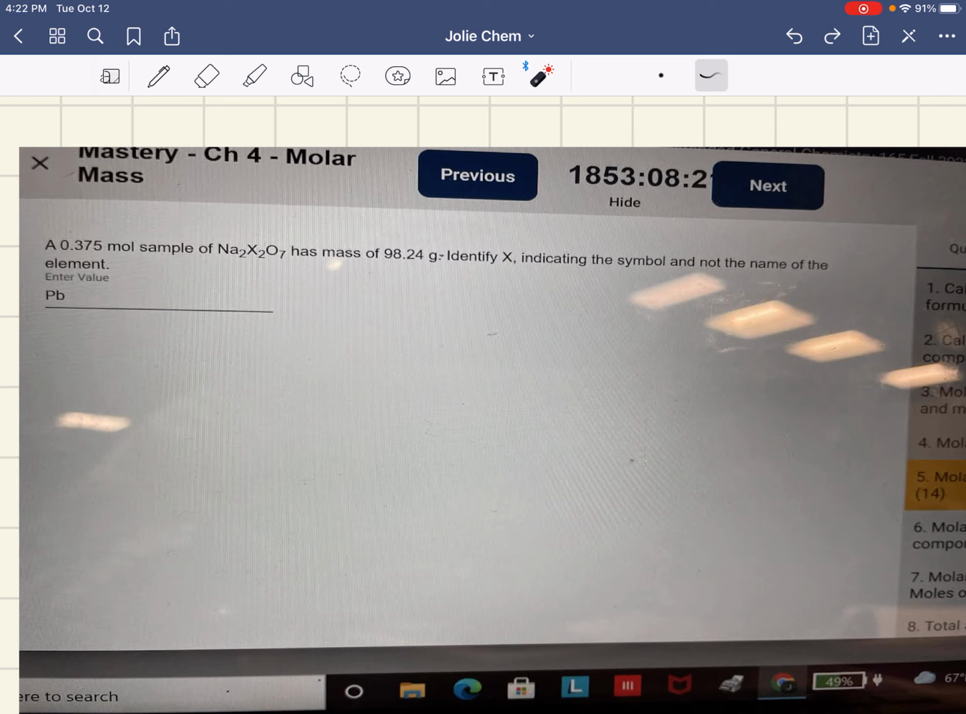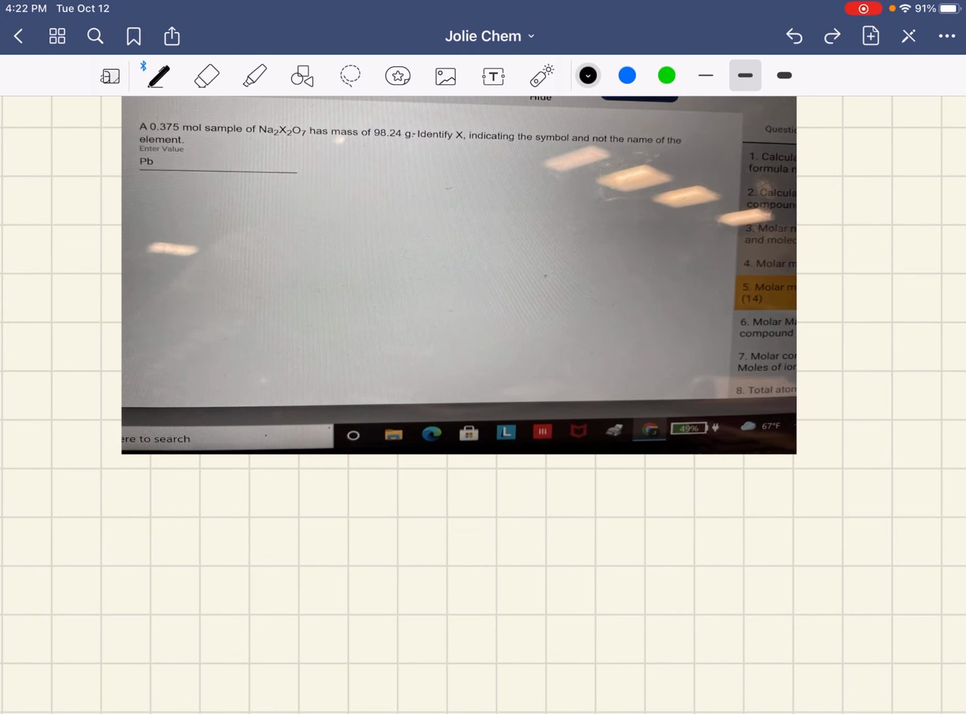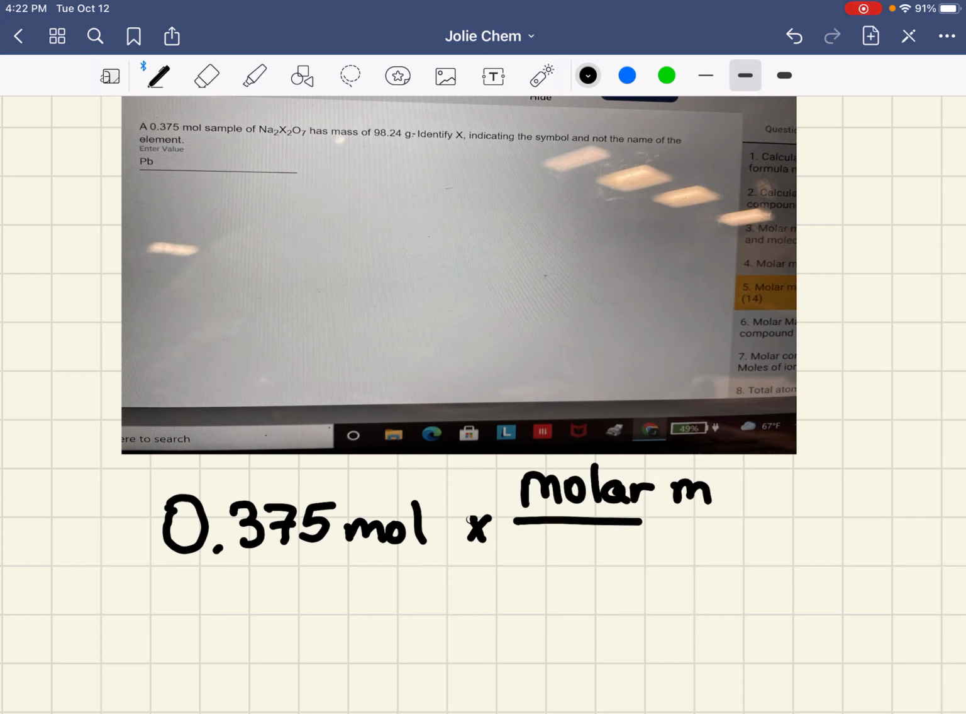So what we're given here is 0.375 mole, the formula, and then the actual mass. So here's how I would first start this. Excuse my handwriting, it's not great. So 0.375 mole is what we have, and typically you want to multiply that by the molar mass per 1 mole, equals. And so they've given you the actual weight of it.